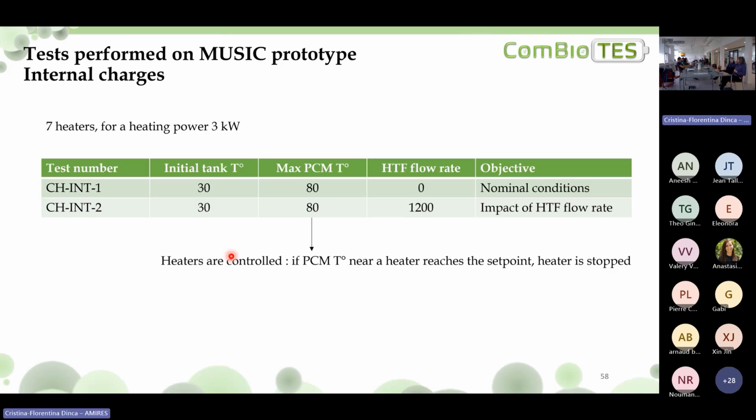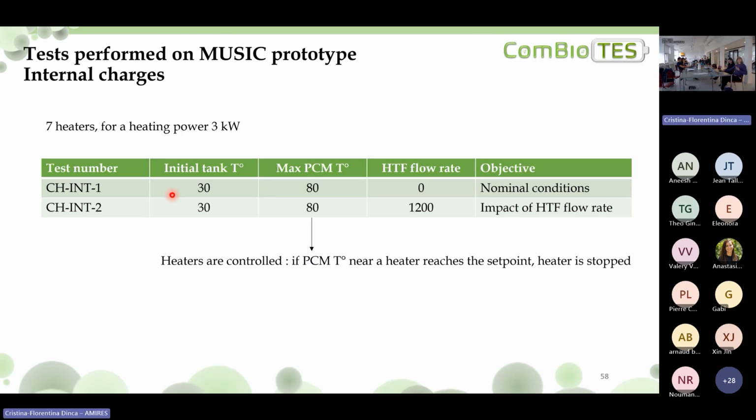And there is a hysteresis. So, for example, when we say the set point is 80 degrees, when the temperature reaches 81 degrees, the heater stops. And so the temperature then decreases, and when it falls below 79 degrees, the heater starts again.